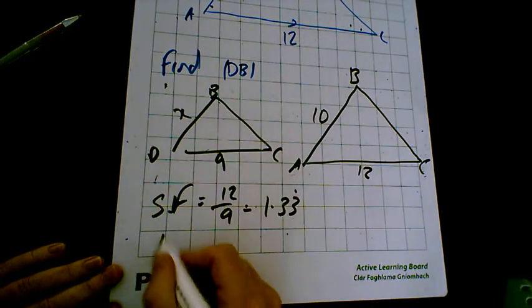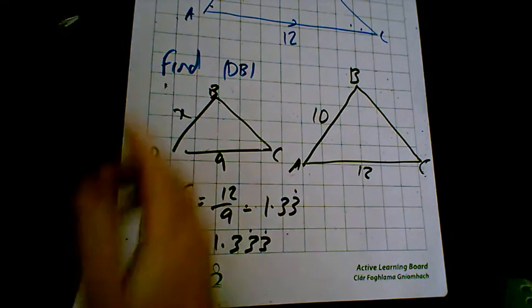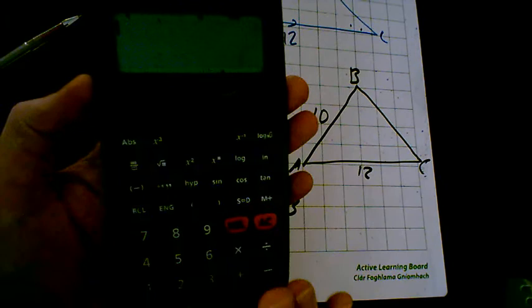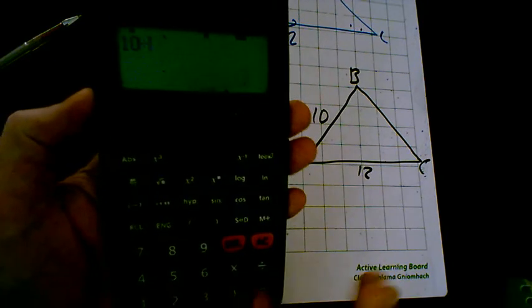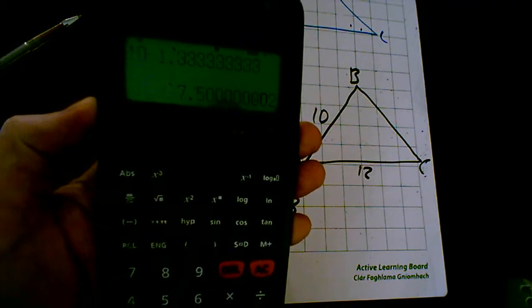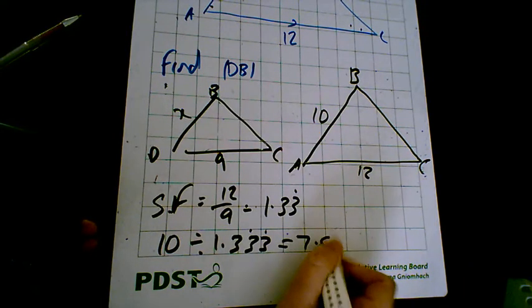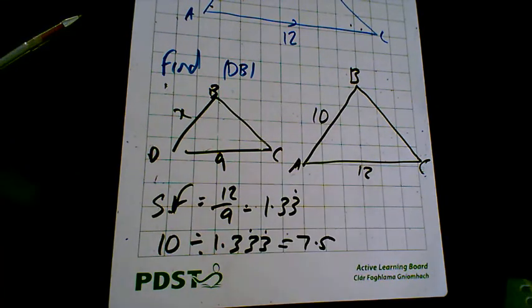So it's 10 divided by 1.3333. Again, whenever I'm typing that into a calculator, I literally do 10 divided by 1.333, which gives 7.5. And the reason we're dividing is because obviously it's smaller.